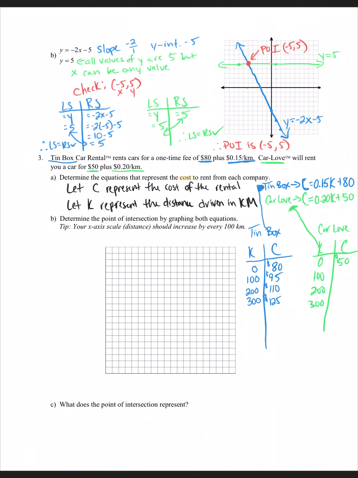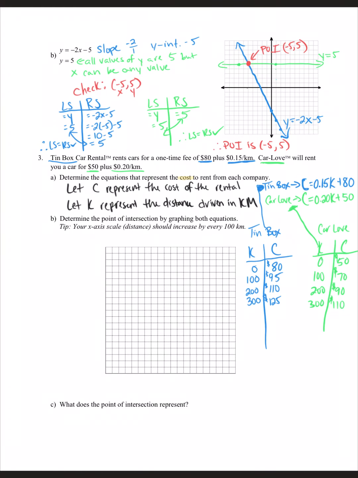If I plug in 100, you're going to get 70. 200, you're going to get 90. Hopefully we see what the change is here, what the cost is going up by each time, right? Looks like we're going from 50 to 70, 70 to 90, so we're going up by 20 each time. So it's going to be 110 for 300 kilometers. So let's graph the points we have so far on our table of values and go from there.